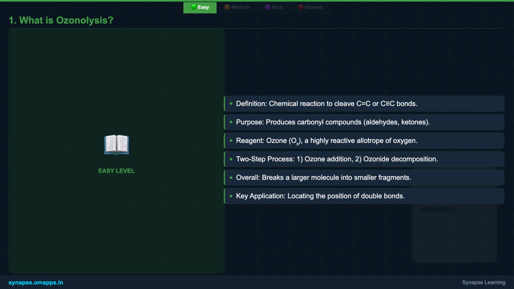and ketones. The reaction happens in two key stages. First, ozone, which is O3, adds across the multiple bond to form an unstable intermediate called an ozonide. Second, this ozonide is then broken down, or worked up, using specific reagents. This two-step process is crucial for its controlled nature and versatility in organic synthesis. It's a cornerstone reaction for identifying the position of double bonds in unknown compounds, a common challenge in organic chemistry.